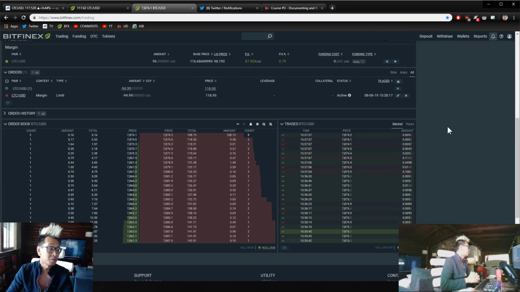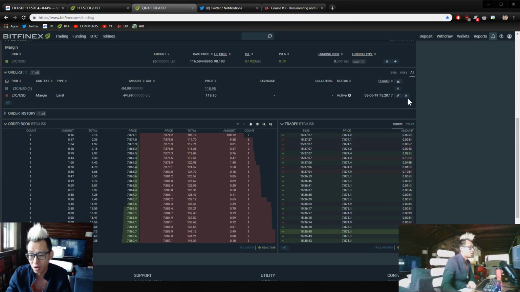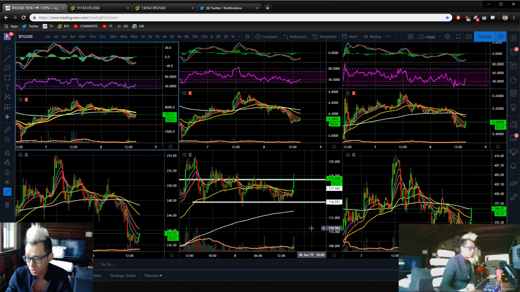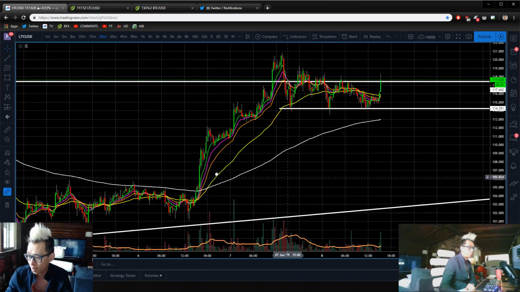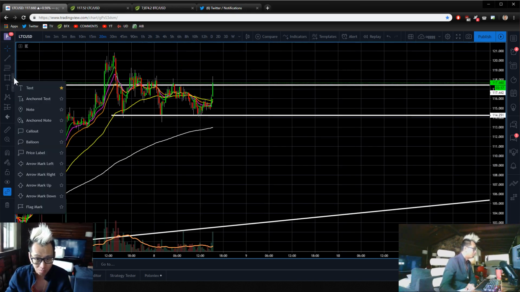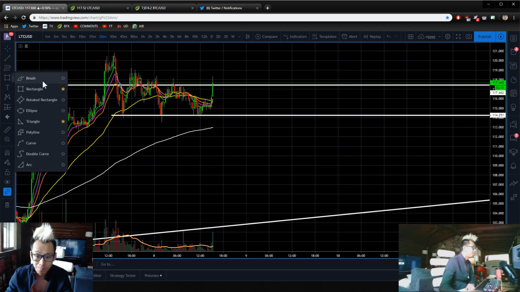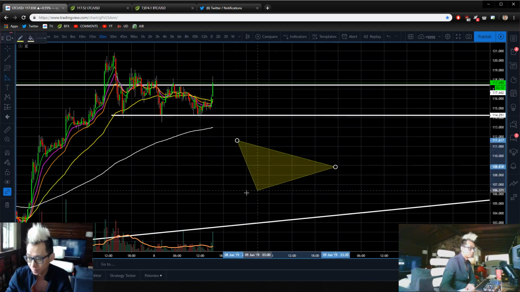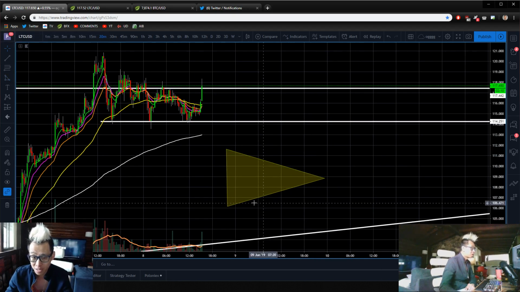Let's try to capture a live trade for you and narrate my thought process, okay? First of all, we're going to talk about the breakout strategy. A breakout strategy goes something like this. A breakout strategy is where you have, for example, a triangle like this. For example, this is a symmetric triangle.